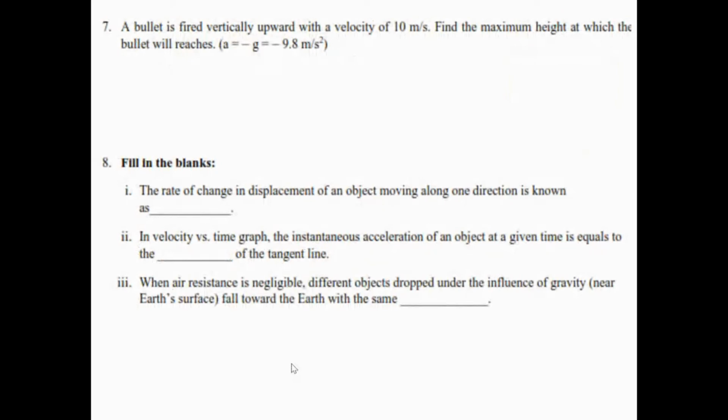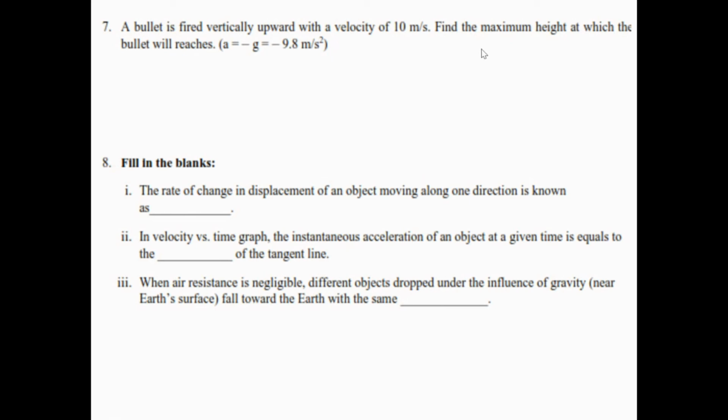So we have to move to the seventh question. What is given in the seventh question? It's related to a bullet which is fired from the gun. When you trigger the gun, the bullet comes out of the gun. A bullet is fired vertically upward. That means you are firing the gun in the upward direction. Initially it moves with a velocity of 10 meter per second, and we have to find the maximum height which the bullet will reach.